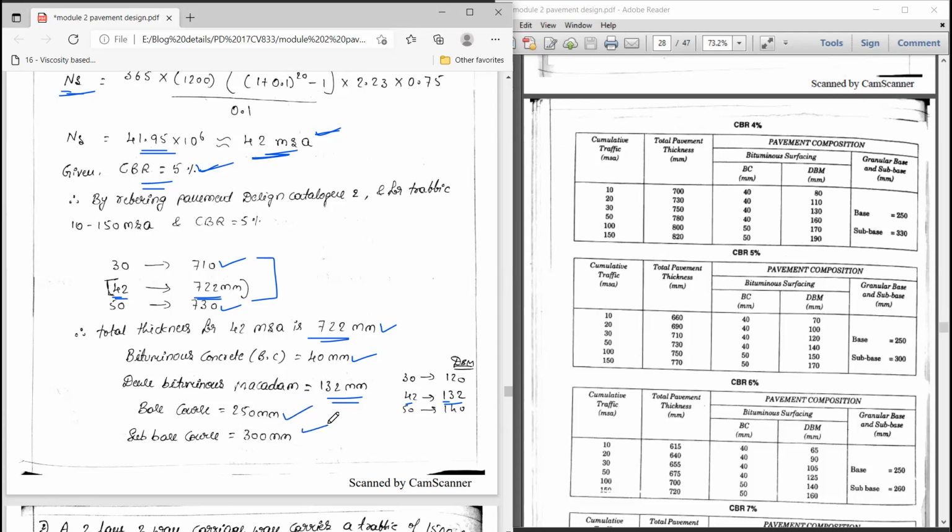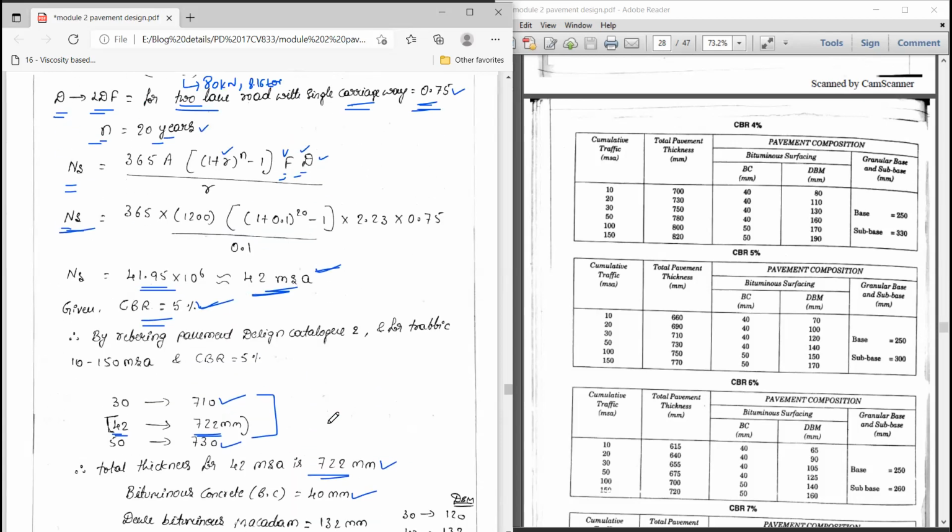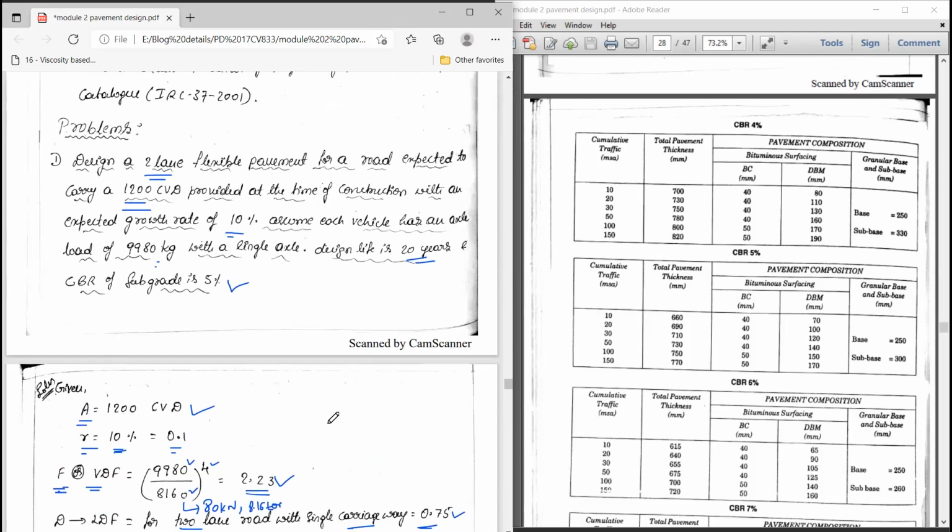So for the given problem, the total thickness of the pavement we need to provide is 722 mm. Bituminous concrete thickness is 40 mm. Dense bituminous macadam thickness is 132 mm. Base course thickness is 250 mm. And sub base course thickness is 300 mm. This is how you need to design the layers of pavement according to IRC 37/2001.